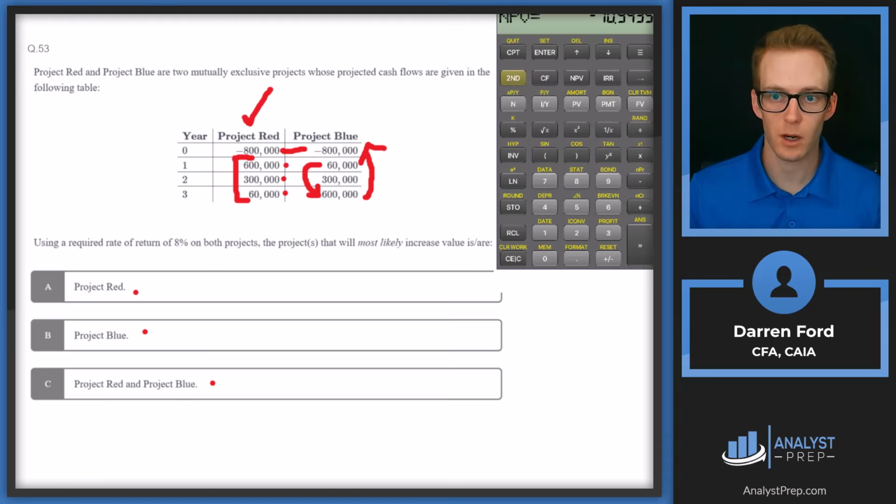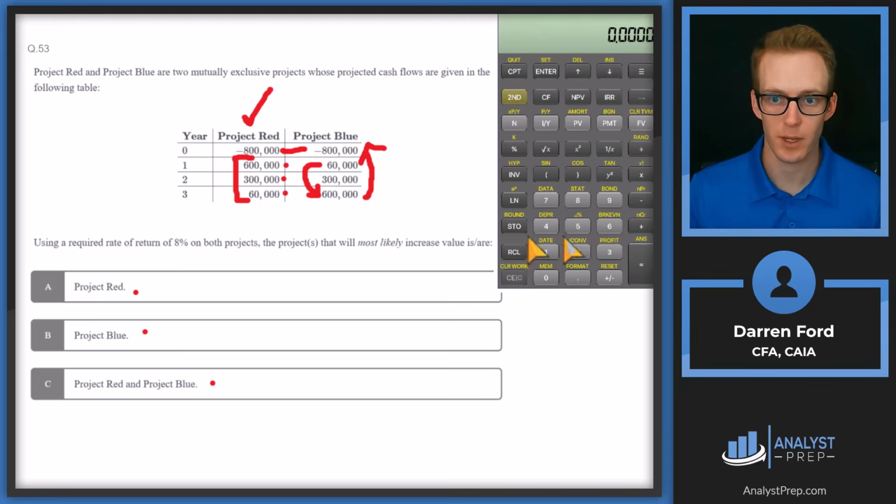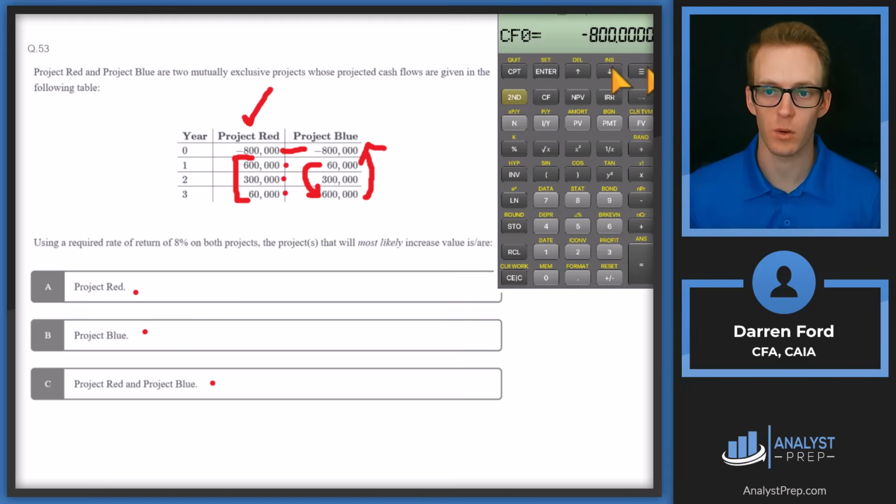So let's pull in our calculator, and I already had the NPV up there, but we'll go back through. So cash flows, I'm looking at Project Blue here first, which is what I have plugged in. So we've got minus 800 outflow. Then we have inflows of 60 for 1 year, 300 for 1 year, and then 600 for 1 year. Go to our NPV, 8% discount rate, scroll down and compute. So we have minus 10.94. That's our NPV. So this one is not going to increase value. So Blue is no good.